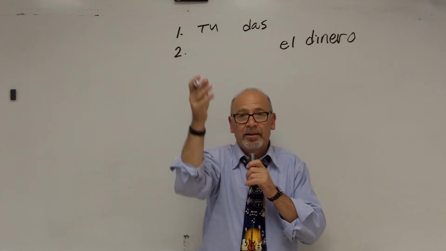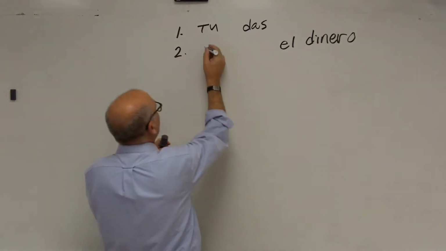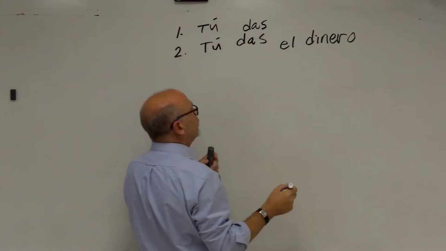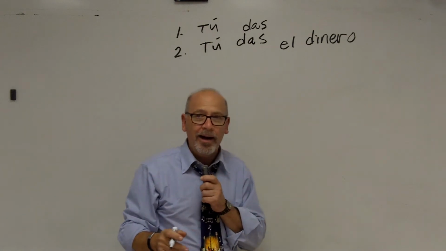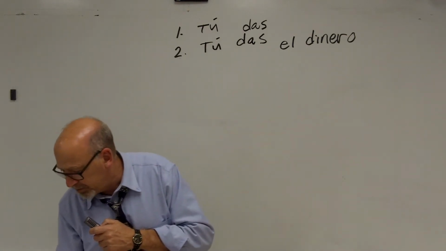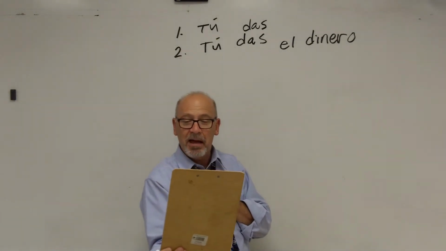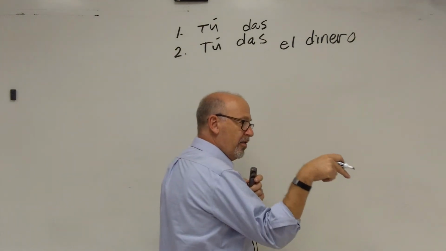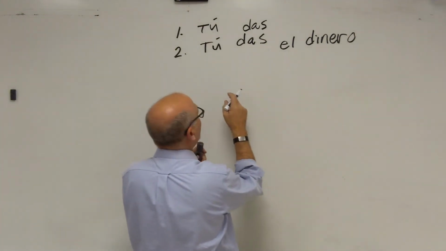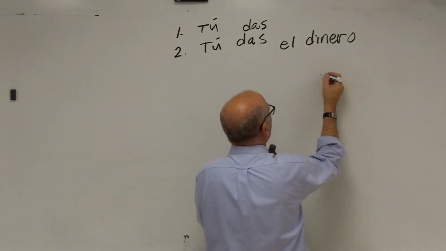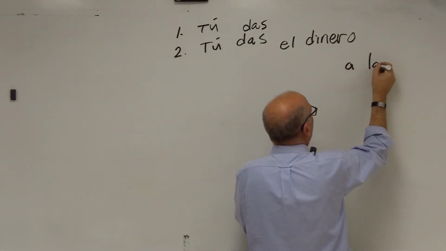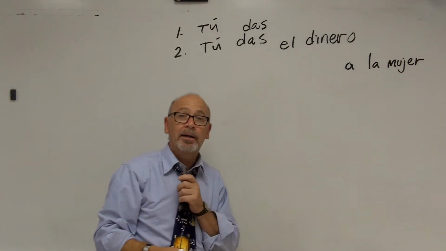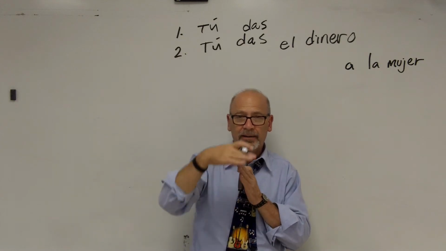You're back. This is easy. Combine lines 1 and 2. Now we have tú das el dinero. Good, you give the money. Now, we're going to go to our next step. Let's see what it says on my magic cheat sheet. You give money to the woman. We're going to add 'to the woman,' a la mujer. Getting complicated. Add that and come back.